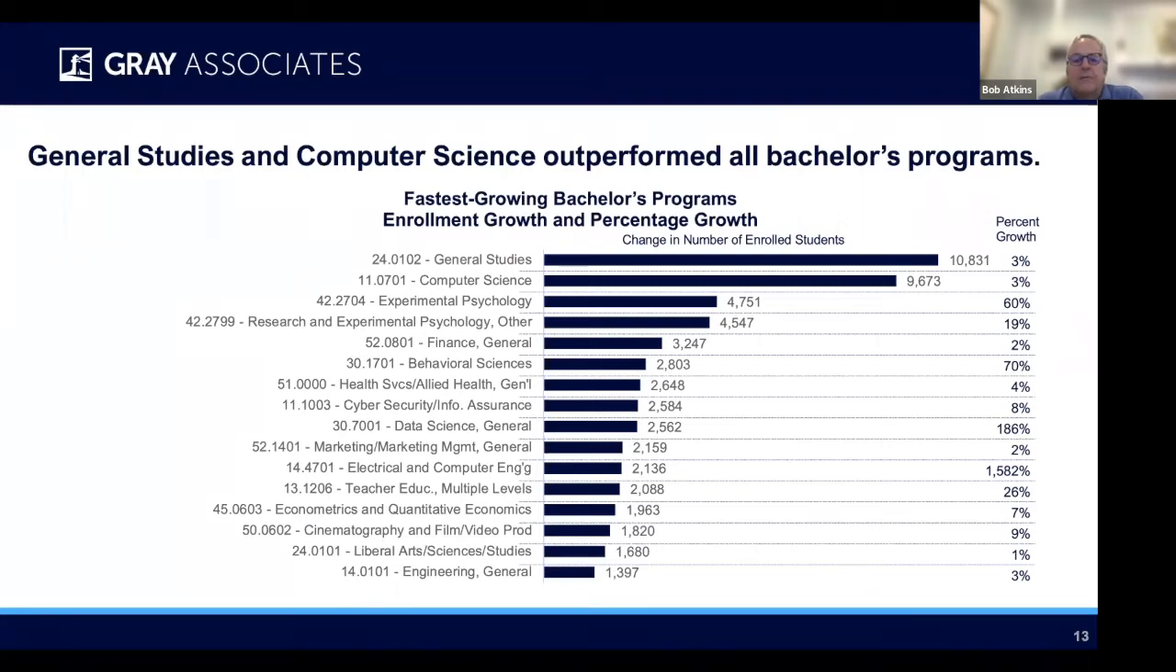So there are more people out there deferring their choice of a specific major or coming into a school trying to do degree completion in a general studies program. Computer science is second in terms of growth. Both of these are very large programs though, so the percentage growth is relatively modest at 3%. Then we get a program that's not as big in terms of unit growth, but up 60%, experimental psychology. And another psychology program right behind it up 19%.